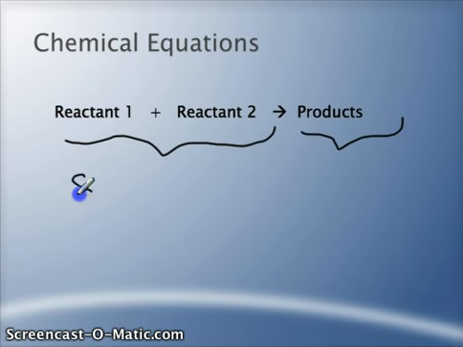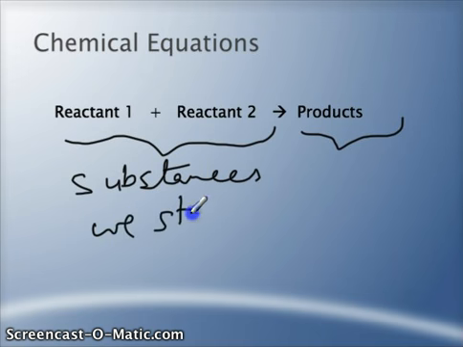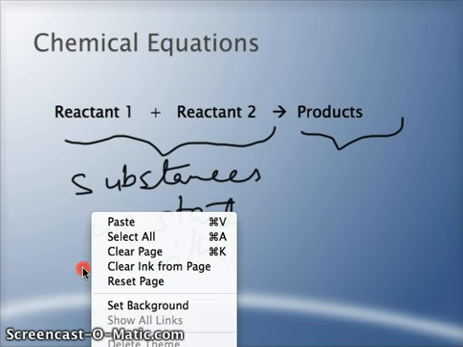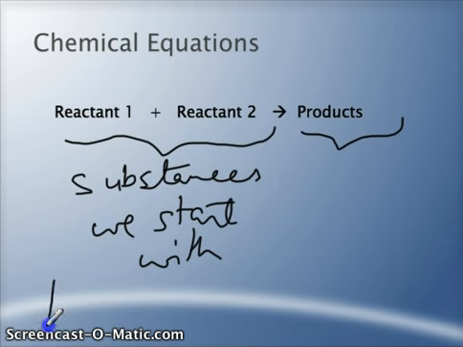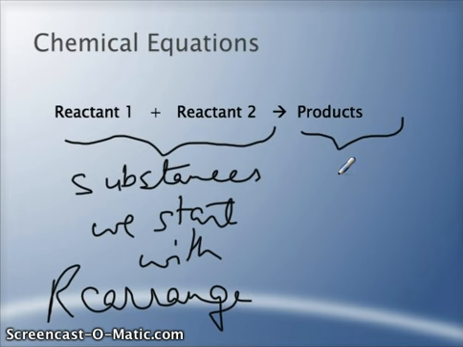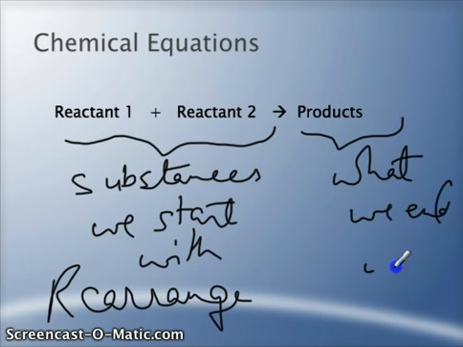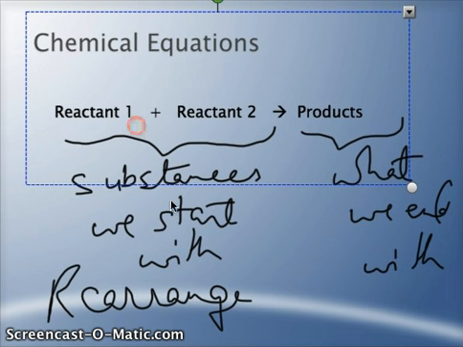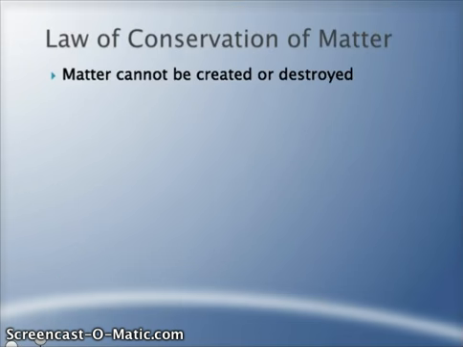Reactants is basically substances we start with. This is what we start with. We take different compounds or elements, they rearrange, and you get new products. So this is what we end up with. So we start with reactants, substances we start with, they rearrange to make new compounds, and that's what we end up with. So let's take a look at an example.